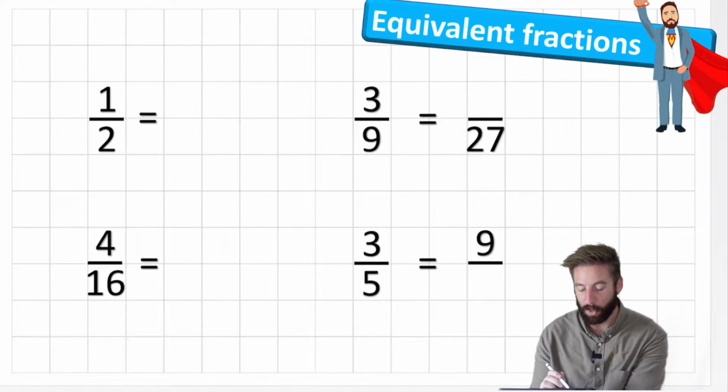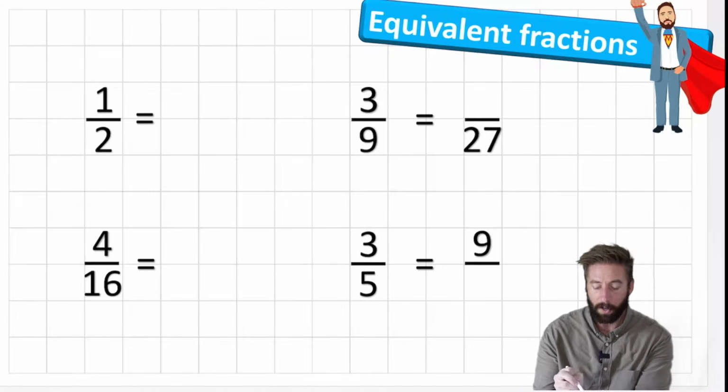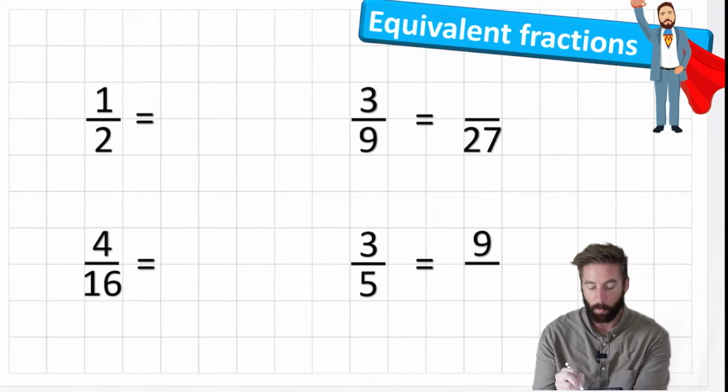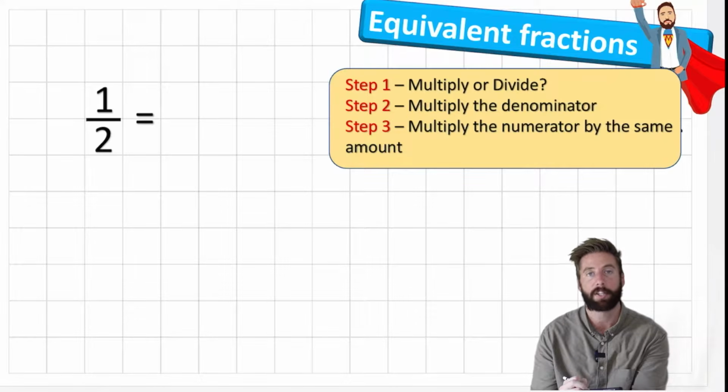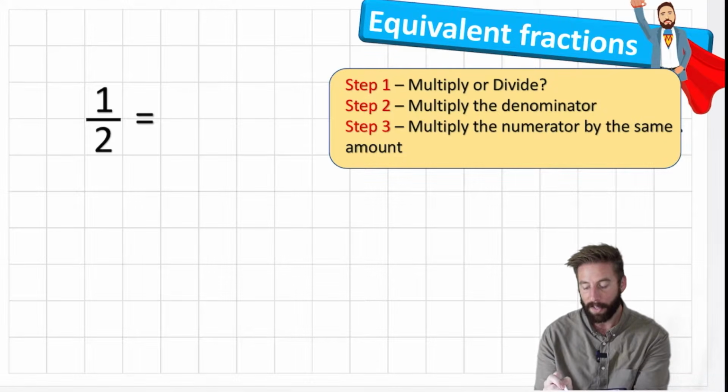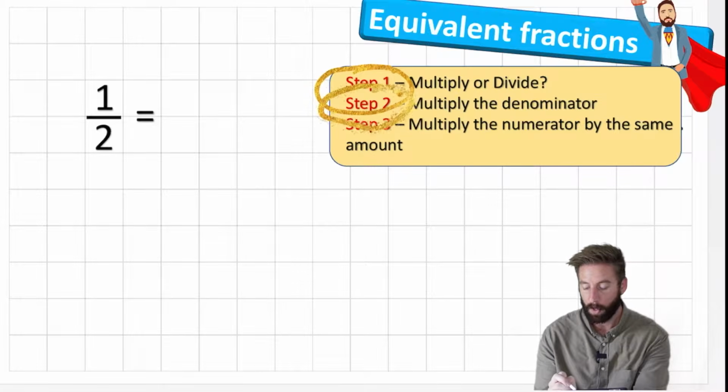So let's have a look at question 1 together then, and let's see what we need to do to answer this. We're going to look at this 1/2, and let's have a look at trying to find some equivalent fractions for it. And we have these 3 steps. Step 1 is to multiply or divide. Step 2 is to multiply the denominator. And step 3 is to multiply the numerator by the same amount.